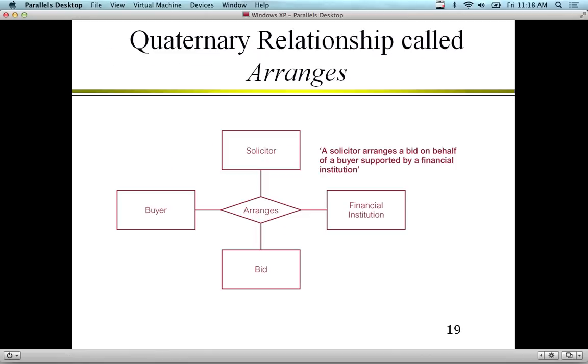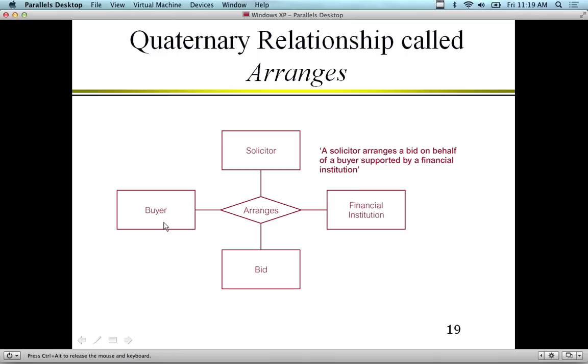So here's our 4 degrees, and this is why we don't go past 4. We've run out of vertexes on our diamond. So where are we going to put the 5th? It doesn't work. So 4 is pretty much the maximum anyway, because this is a pretty long sentence to read. Most people, at this point, it gets too complex. So a solicitor arranges a bid on behalf of a buyer supported by a financial institution. That's a mouthful, but that's enough for one diagram. Anything past that is a little too complicated.